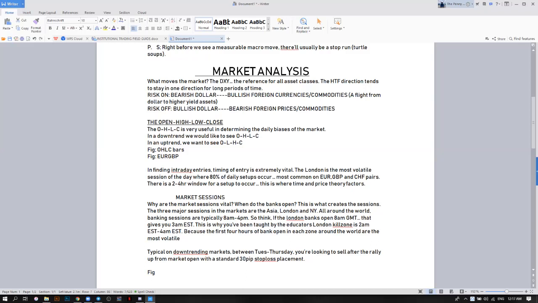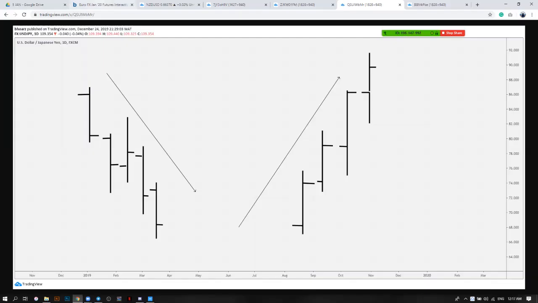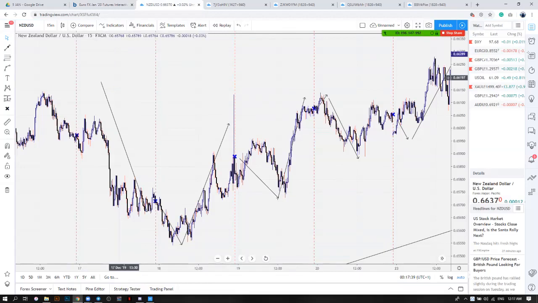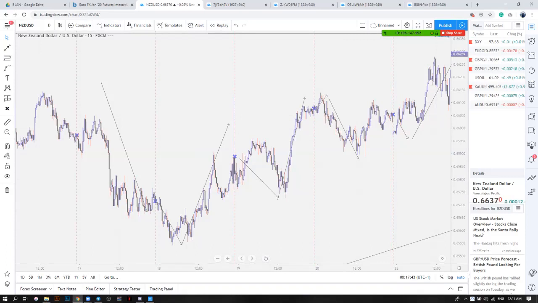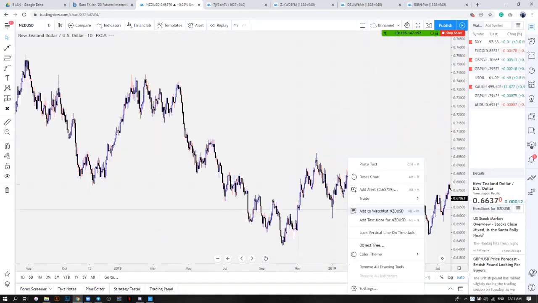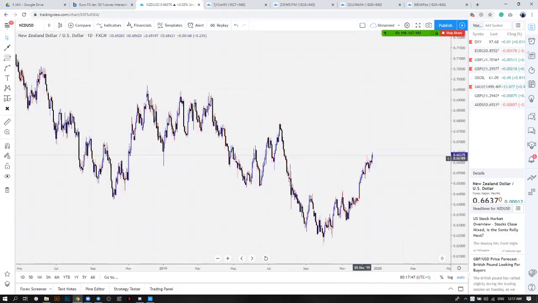In a downtrend, you want to see open, up, down, close, in a downtrending market. Okay, so now let's go back to NZD USD. We'll make this a daily chart. Remove all drawing tools. Uptrend. Okay, so this clearly is an uptrend.